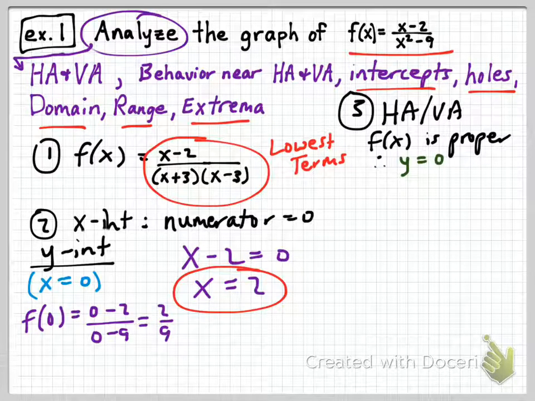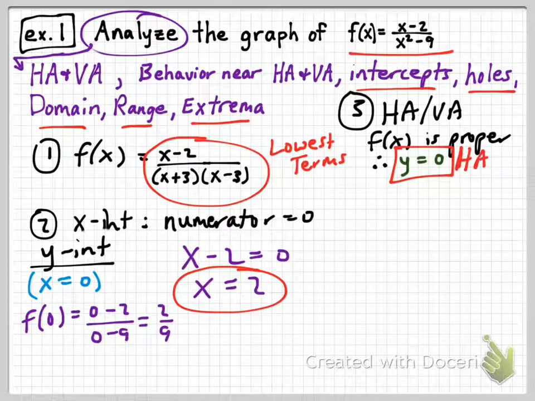This is the bubble theorem, don't forget. Bubble theorem says the bigger bubble is on the bottom. This function doesn't go anywhere, and so therefore y equals 0 is the HA. And what about the VA?